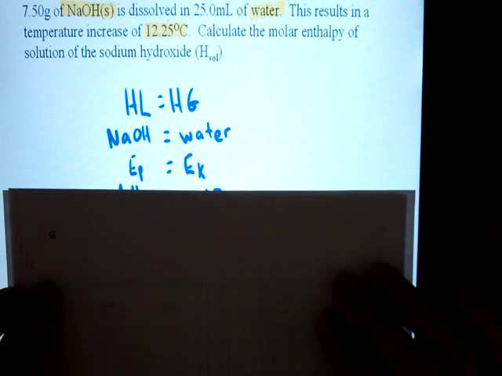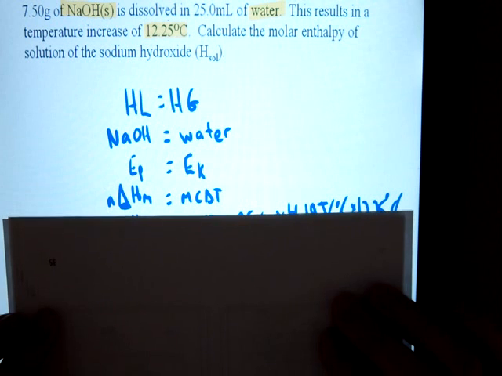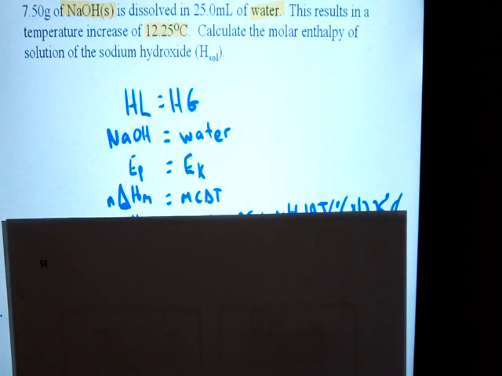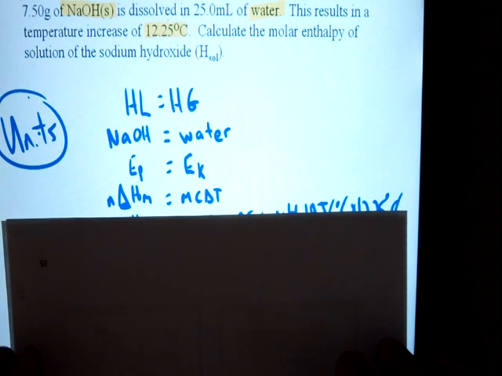Then from there, we can go right into our formulas. Okay, we've got potential energy equaling n delta Hm, kinetic energy equaling mc delta T. Whether you're using unit analysis or formulas, your units are key. So please do not forget to work with your units. Don't take shortcuts with them. It's a very easy way to trick you up.